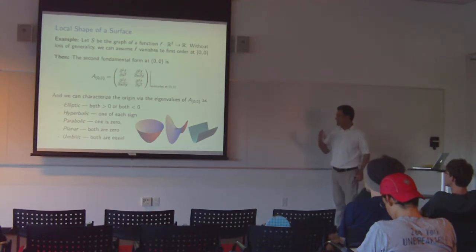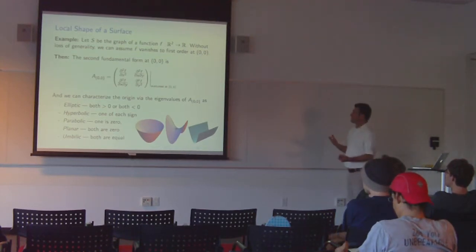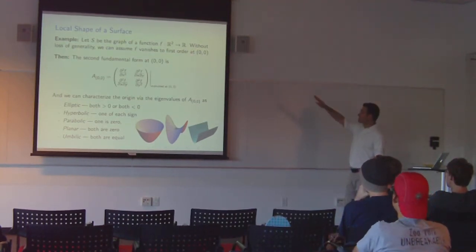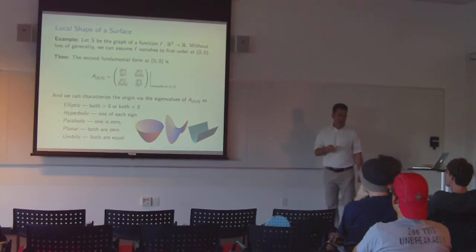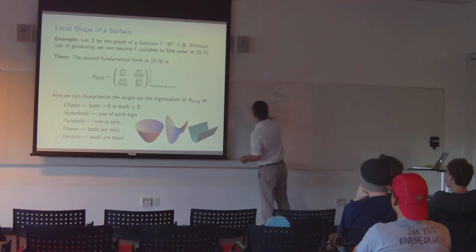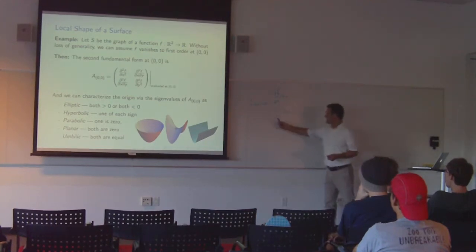I want to give us some intuition for what the second fundamental form is saying. So let's take a simple surface. Let's take a graph of a function. Here I'm saying, without loss of generality, I can assume that f vanishes to first order at the origin. What this means is that f is 0 as well as its first derivatives. That is, df/dx at 0 is equal to 0, and df/dy at (0,0) is equal to 0. And of course, f itself is equal to 0 at the origin. So to first order means 0 up to and including the first derivatives.